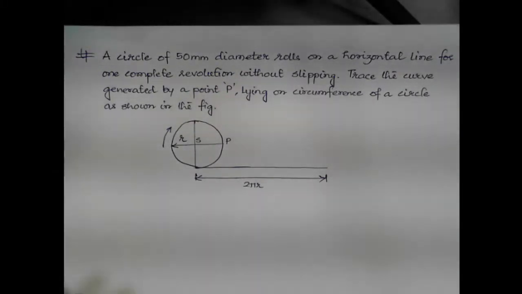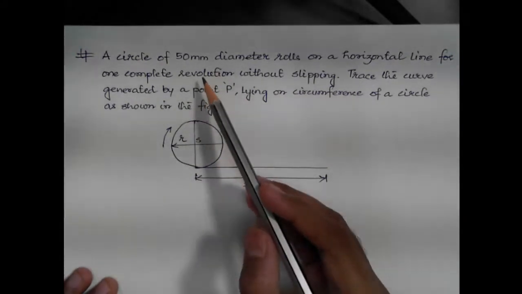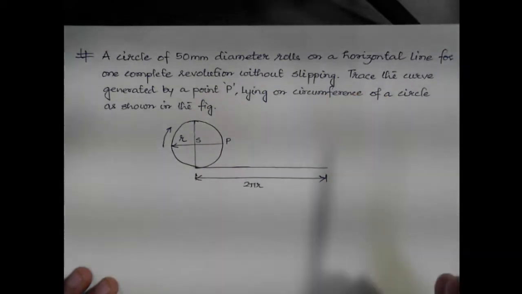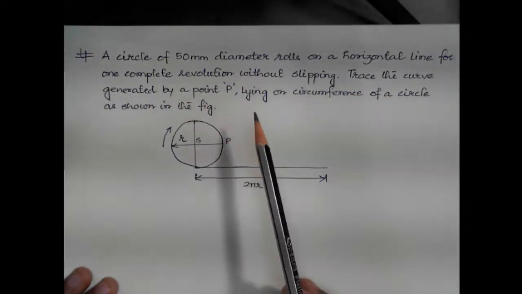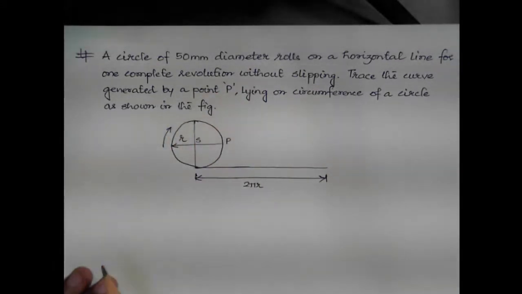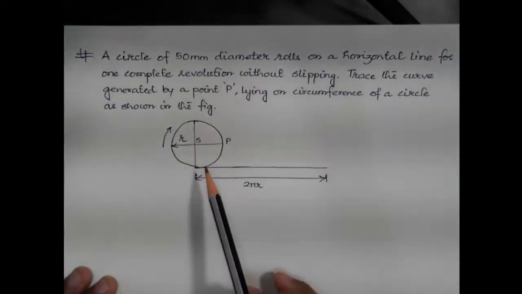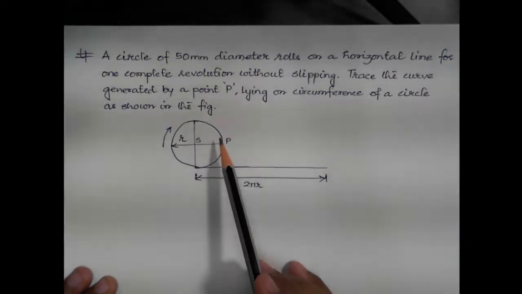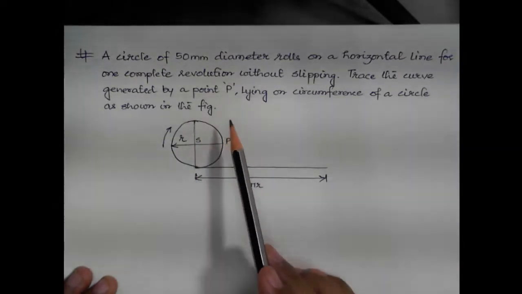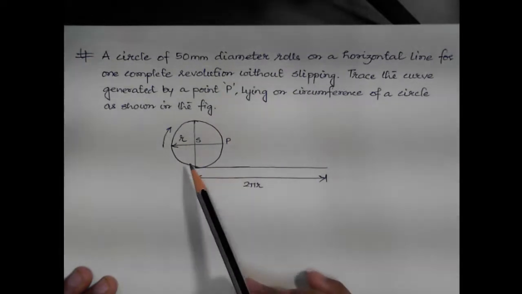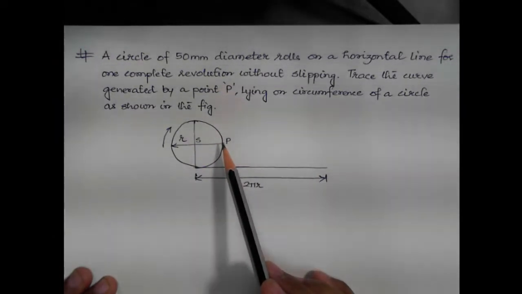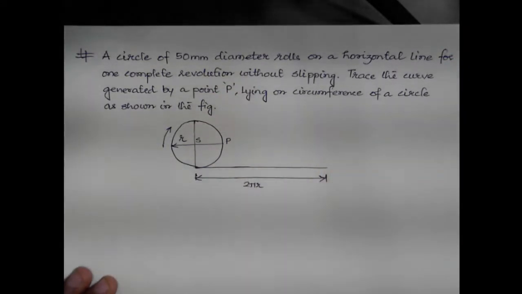So in the next question for cycloid, we'll be taking up this question wherein a circle of 50 mm diameter rolls on a horizontal line for one complete revolution without slipping. We need to trace the curve generated by a point P, which you can see lying on the circumference of a circle as shown in the figure. So you have been given a basic figure wherein the circle is this. We know this is the circumference 2 pi r, and this is the point P which is on the circumference of the circle, and when the circle is going for a revolution, the point P is also carried by the circumference of the circle, and we need to trace the path through which that particular P will be moving. So let us attempt this question.